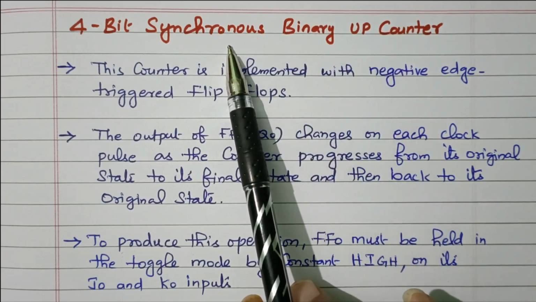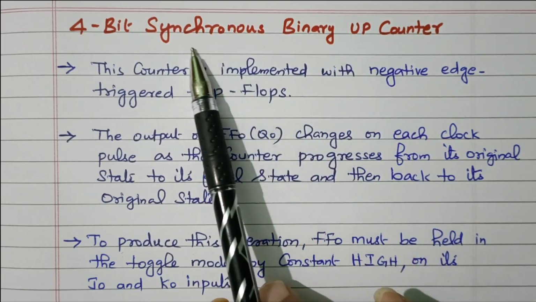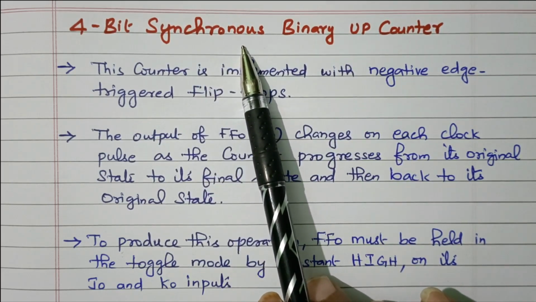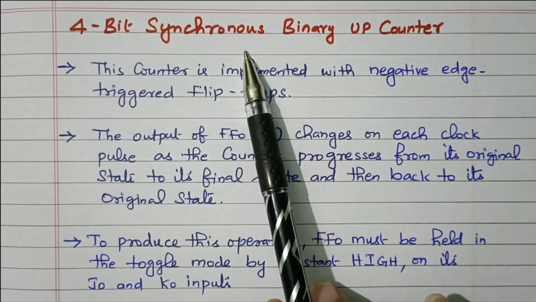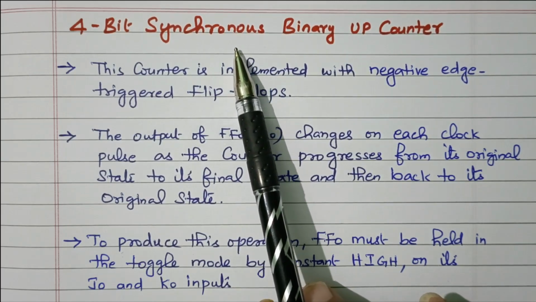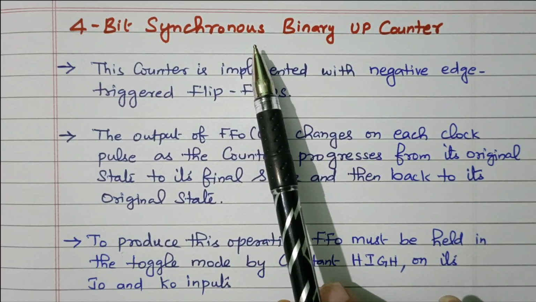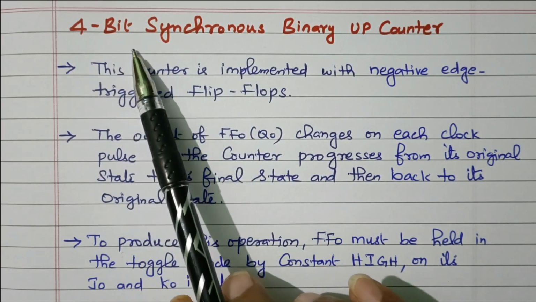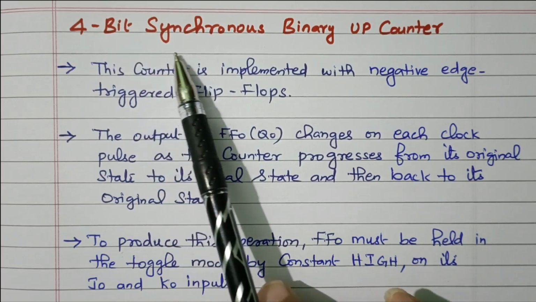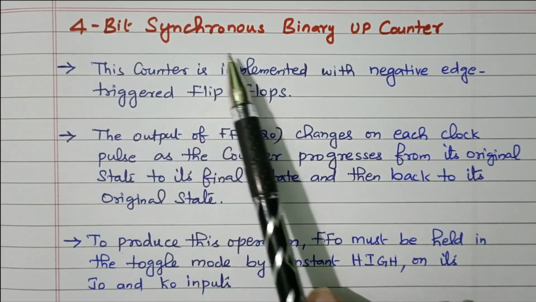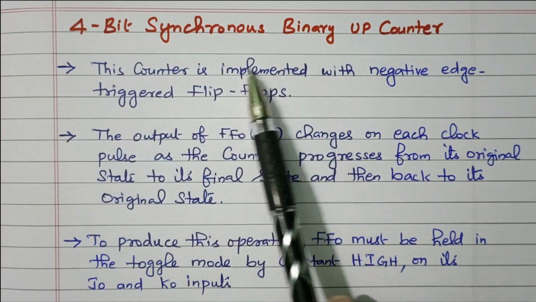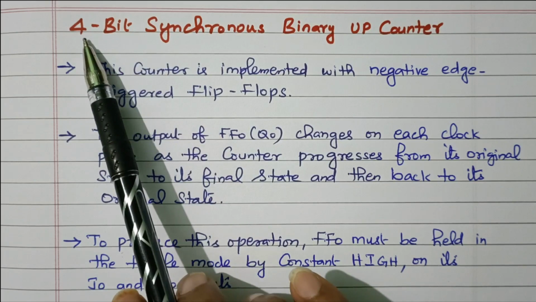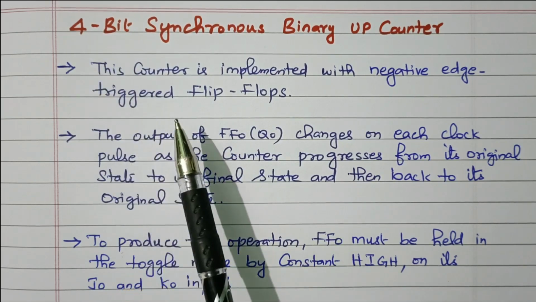If the clock pulse is given to all the flip-flops simultaneously, then it is called synchronous. If the clock pulse is given to the first flip-flop, and the clock pulse of the second flip-flop is the output of the first flip-flop, and you connect like that, it is asynchronous. Here we are using 4 bits. 4 bits means 2 to the power 4, so 16 combinations will be there, from 0 0 0 0 up to 1 1 1 1. We'll see how we are getting these 16 combinations.